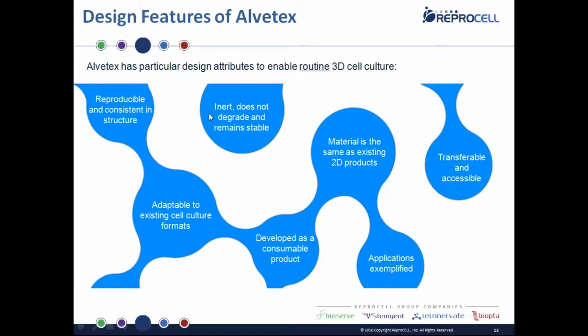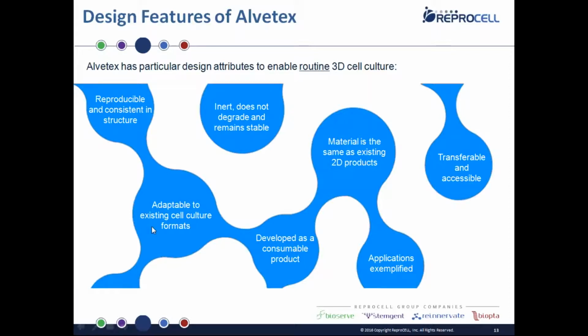It's inert, which means that it's got a very long shelf life. You can have it on your bench for so many months, so many years. You can go back to it. You know it's still going to work. It does not degrade, and it remains stable. It's actually made of exactly the same material as most two-dimensional in vitro products. It's made out of polystyrene, so you know you're using chemically exactly the same thing, and it's a chemical that is going to react with very few other chemicals out there, so it's not going to leach out anything into your culture that you're going to have to worry about.